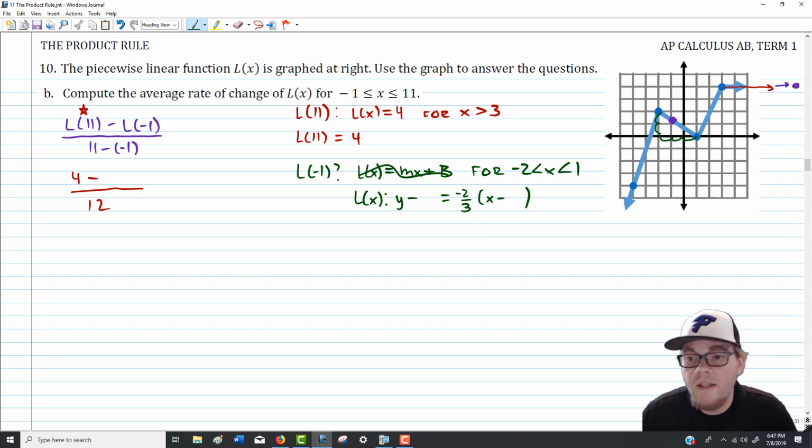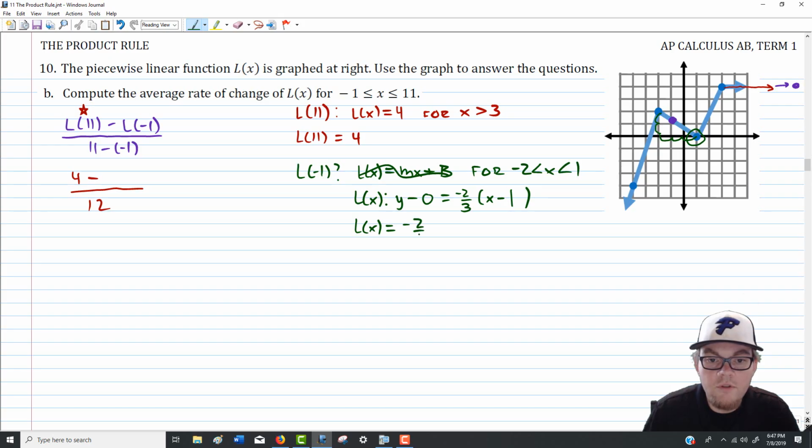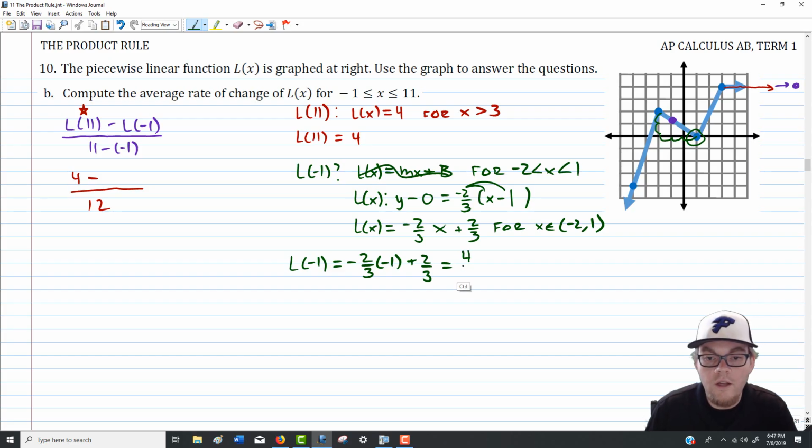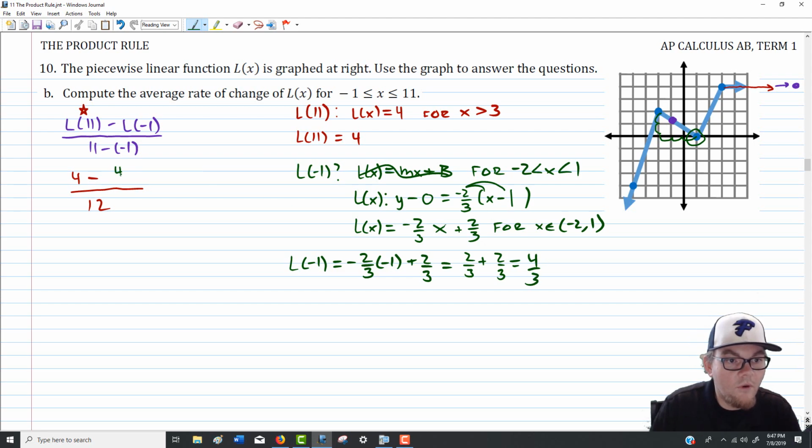From there, we need a single point to define this line. I'm going to choose the point right there. It has x coordinate 1, y coordinate 0. And what that means is L of x is equal to -2/3 x minus 1, or -2/3 x plus 2/3, when x is between -2 and 1. So with that in mind, if we want to calculate L of -1, that's equal to -2/3 times -1 plus 2/3, which is 2/3 plus 2/3, which is 4/3. So we now know that L of -1 is 4/3.